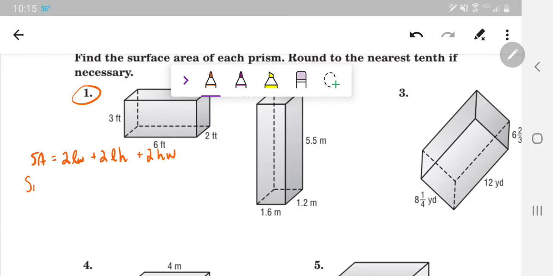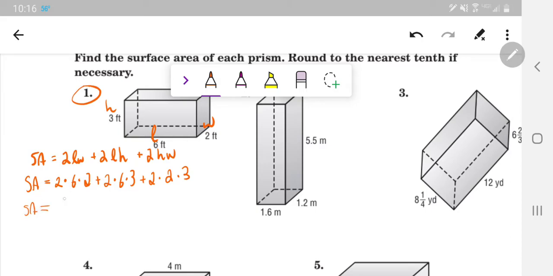I saw some of your work that was posted to the last Google Classroom post, and it looked really good. Some of you are really doing a good job of organizing your work, so it makes this process easier. One step that I suggest each of you do is labeling LWH to the three dimensions on your rectangular prism. So I'm going to call this L, this W, and this H, and now we just have to plug them all in. L is 6, W is 2, plus 2 times 6 times 3, plus 2 times 3.